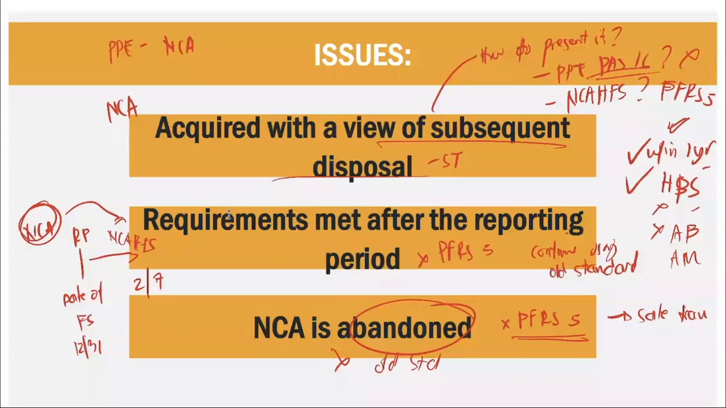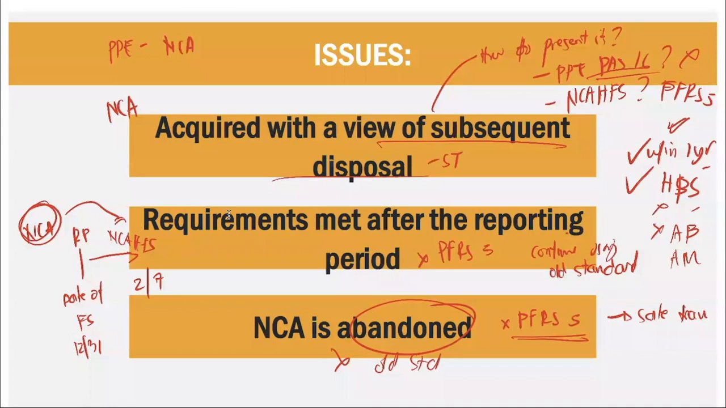Issues: acquired with a view of subsequent disposal. Check if ever you meet the PFRS 5. If you meet the PFRS 5, then account under PFRS 5. If not, use the standard that is used on that particular asset. Next, if the requirements are met after the reporting period, whatever is the previous standard used on that asset will still be used, even if it's already held for sale after reporting period. You will not use PFRS 5.